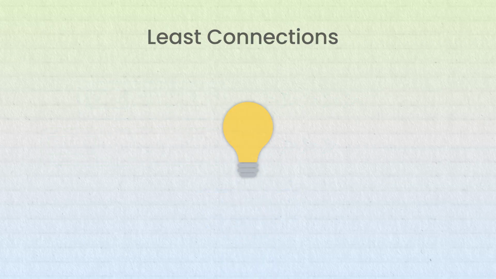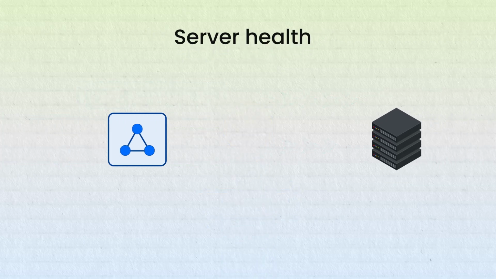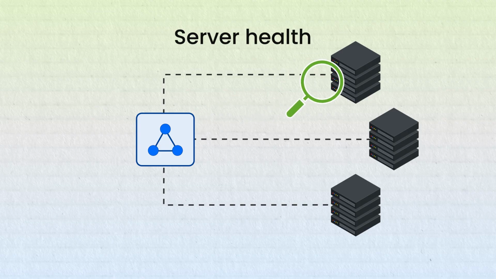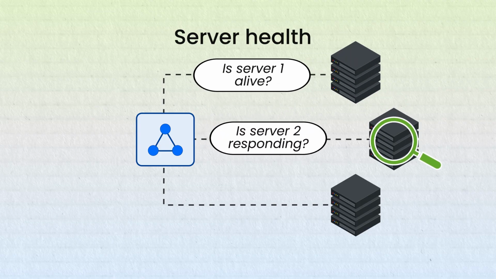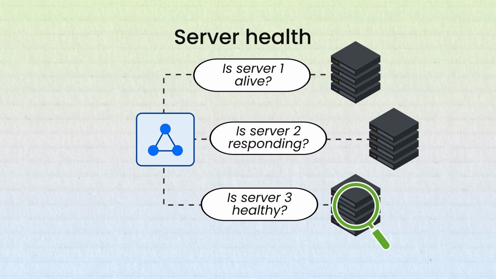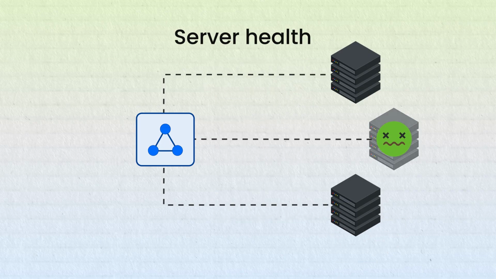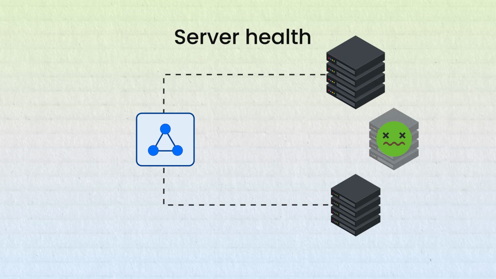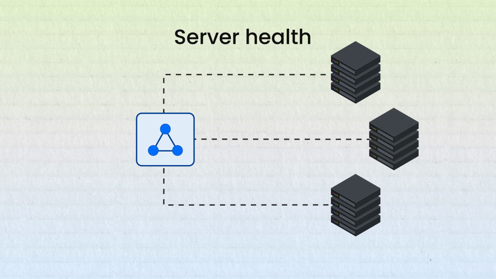Another strategy is based on server health. The load balancer keeps checking: is server 1 alive? Is server 2 responding? Is server 3 healthy? If server 2 crashes, the load balancer removes it temporarily, so the traffic goes to server 1 and server 3. And when server 2 becomes healthy again, it can receive traffic again. That is called a health check.